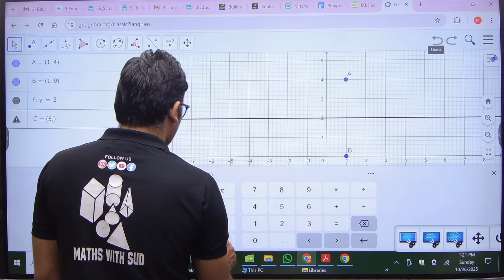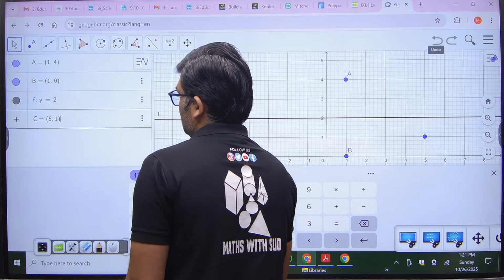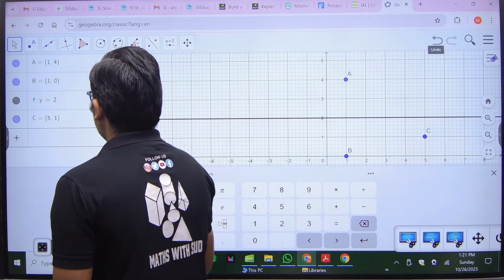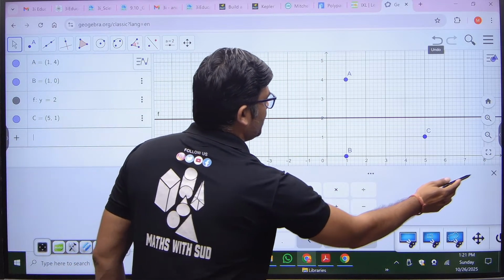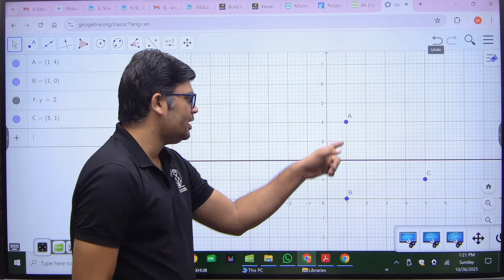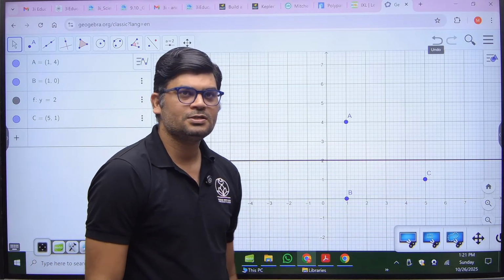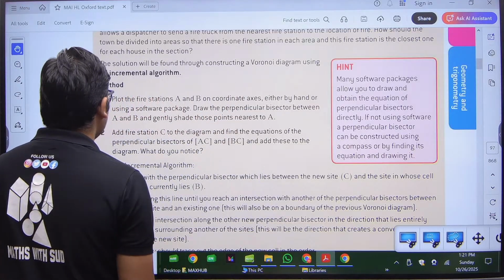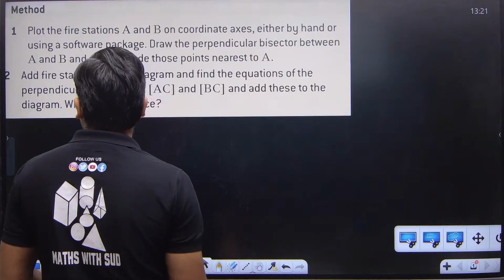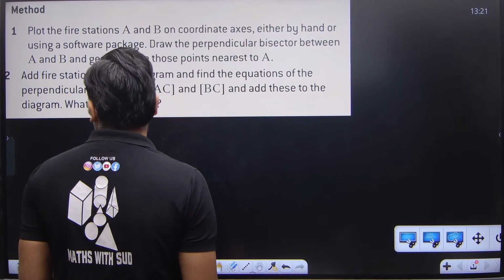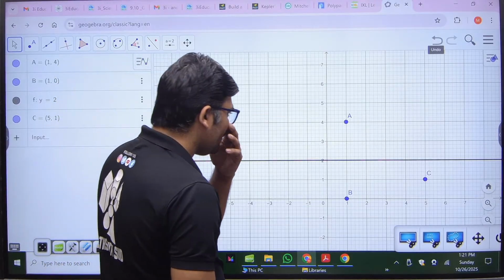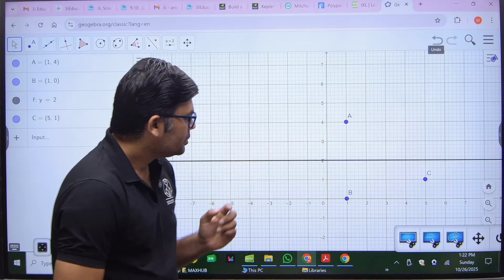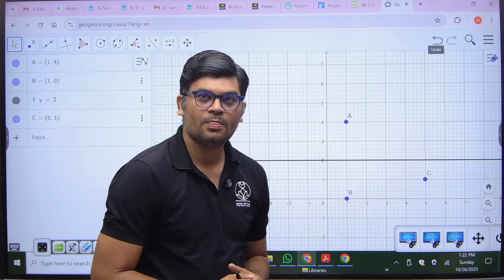5, 1. So A, B and C are plotted, and then the other thing was to find the midpoint joining AB and draw the line perpendicular to this. Now can you tell me what is the next thing that we need to do? The next thing is to find the perpendicular bisector of AC and BC. Okay, so let us find for AC now.